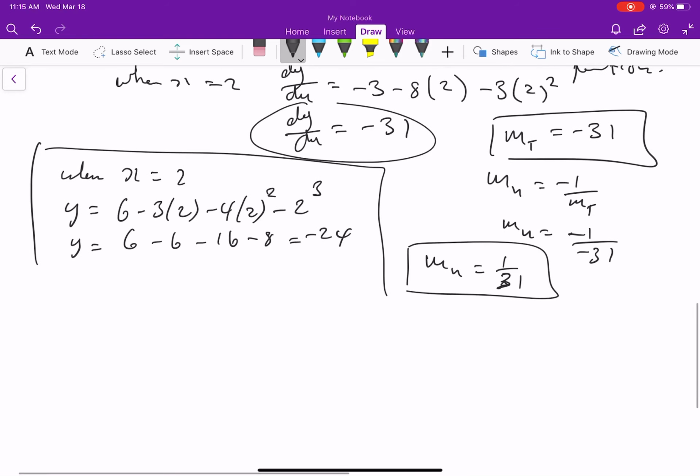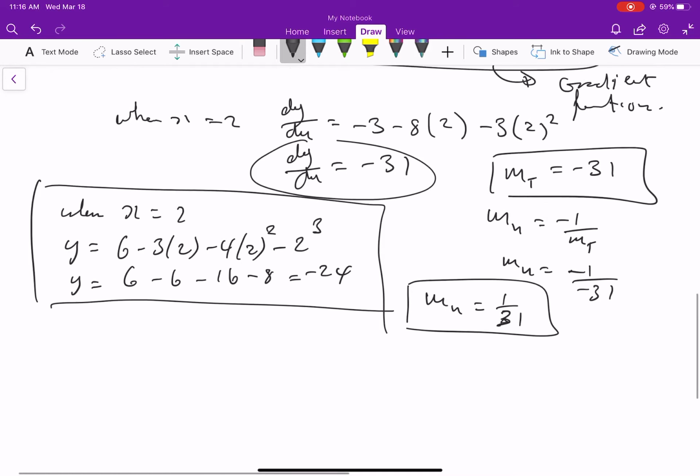So let's summarize. I think my y value is correct. I'll have to double check it. 4 4's are 16, that's minus 16. 2 cubed is 8, minus in front of that.